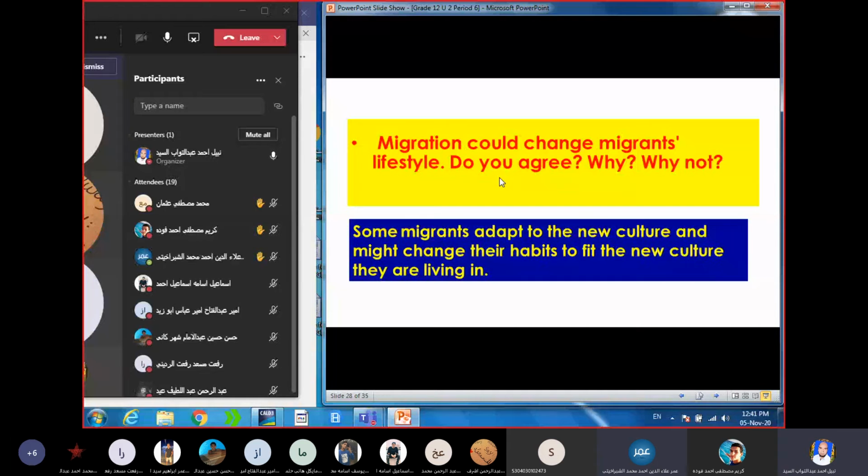Thank you. As Muhammad Mustafa said, some migrants adapt, تتكيف. Some migrants adapt to the new culture and might change their habits or their lifestyle to fit the new culture they are living in. So they have to adapt or cope with the new lifestyle. So I agree with this statement because some migrants adapt to the new culture and might change their habits to fit it. So they might face culture shock.